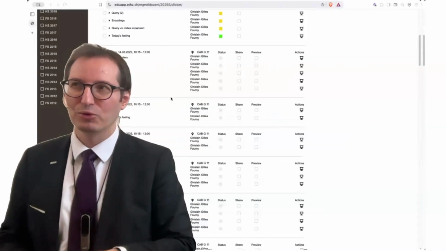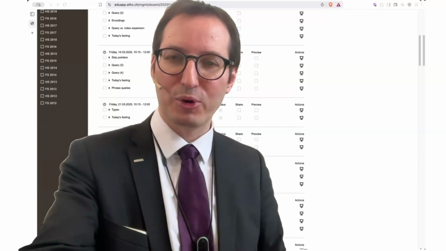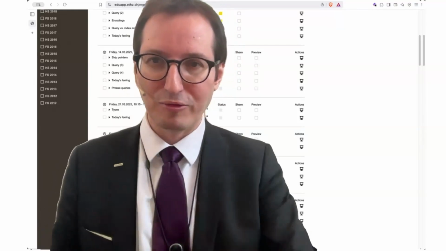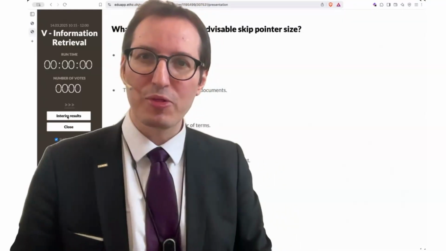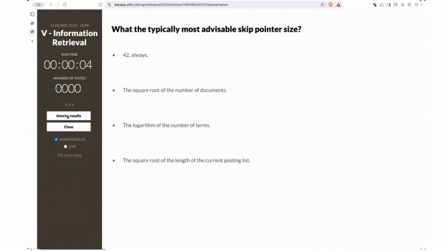And my question to you was, how long do you think these pointers should be as a good overall rule of thumb? So do you think it should be 42 as always, or the square root of the number of documents, the logarithm of the number of terms, or the square root of the length of the current posting list?